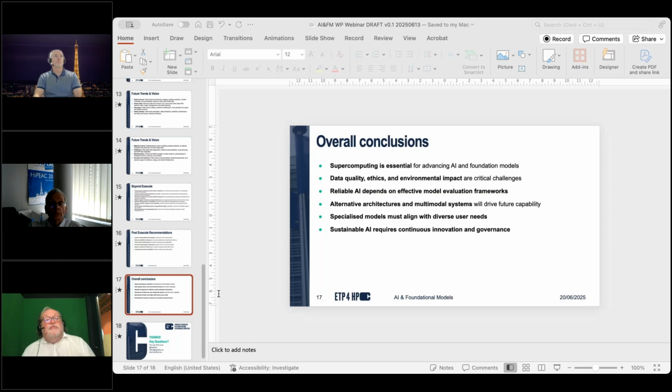So as a working group, we concluded that the work ahead is going to be challenging. But if we have clarity of purpose and investment through EuroHPC and the Horizon Europe program, we can shape a trustworthy, capable, efficient, sustainable, sovereign AI ecosystem.